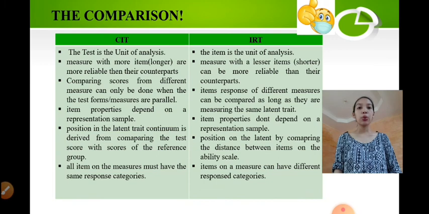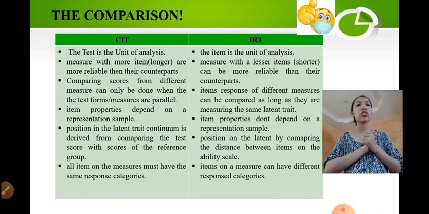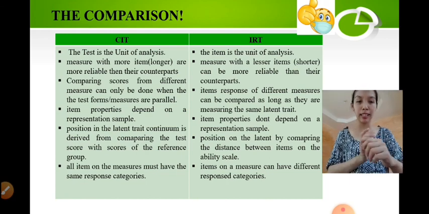Right. So positions: in CTT, positions on the latent trait continuum are derived from comparing the test score with the scores of the reference group. In IRT, the positions on the latent trait are derived by comparing the distance between items on the ability scale. In CTT, all items on the measures must have the same response categories, and in IRT, the items on the measures can have different response categories.